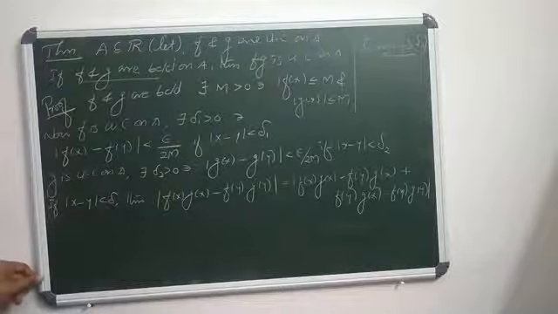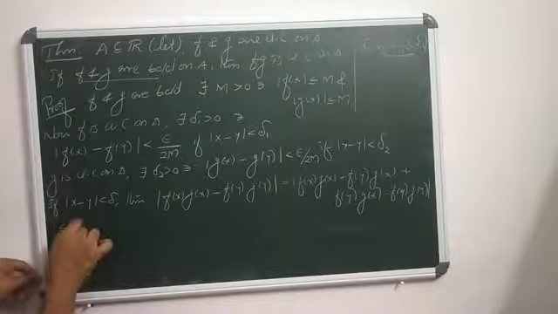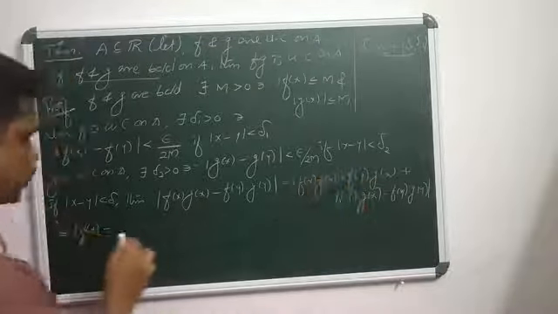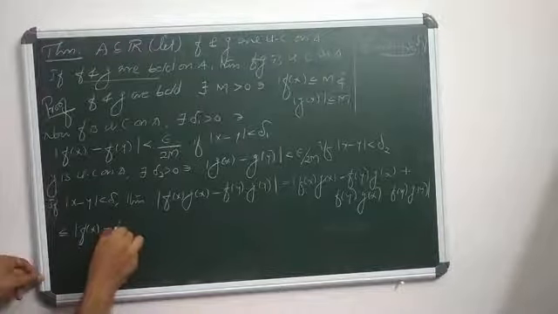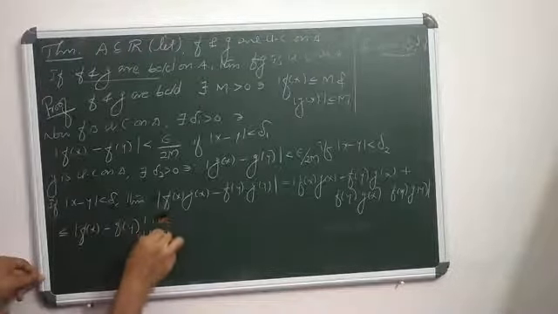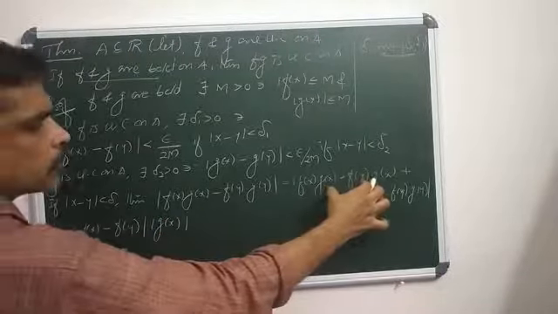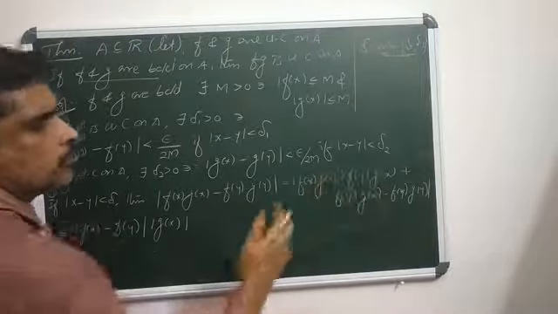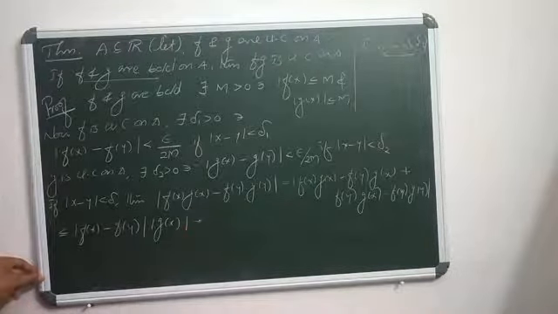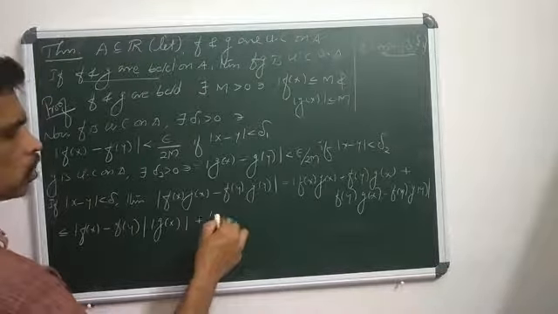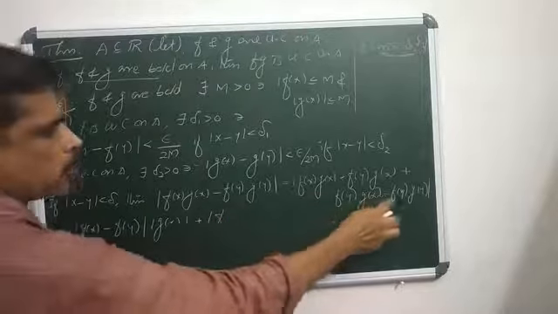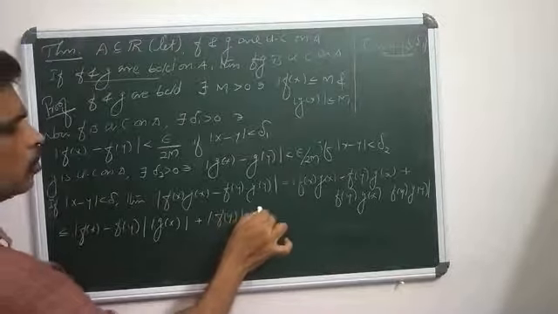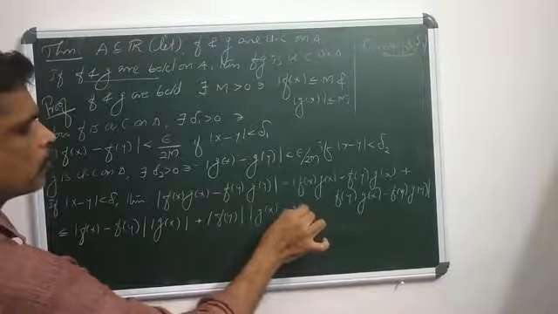Clear? By the property of modulus, this is less than or equal to modulus of f of x minus f of y into modulus of g of x, where in the first two terms g of x is common, plus modulus of f of y into modulus of g of x minus g of y, where in the second two terms f of y is common.